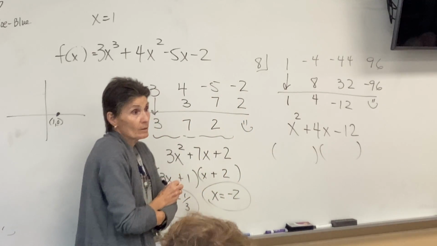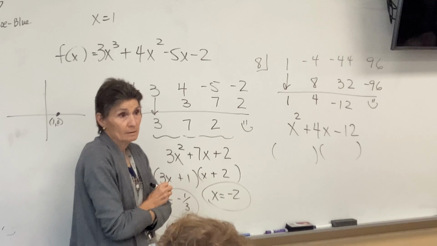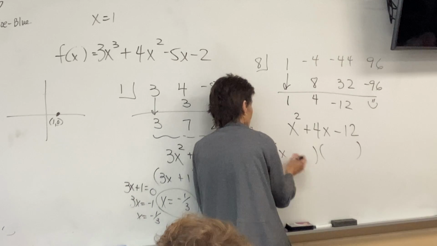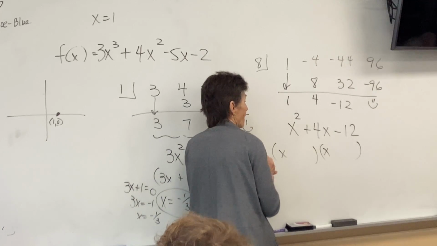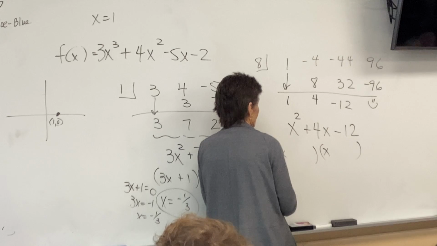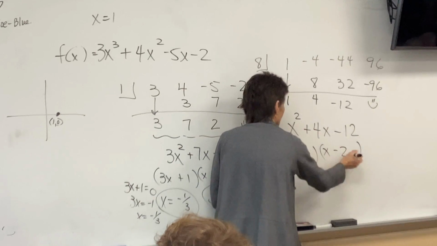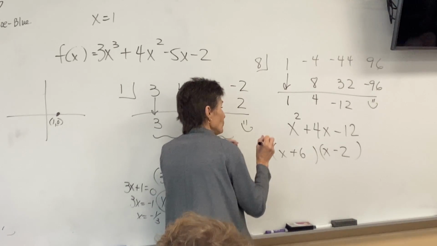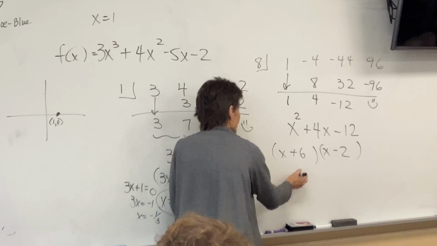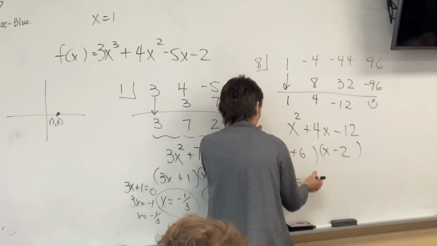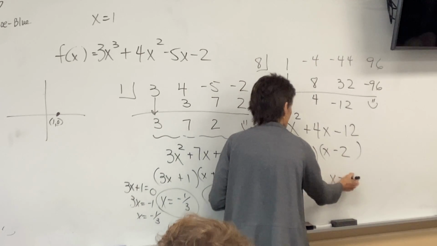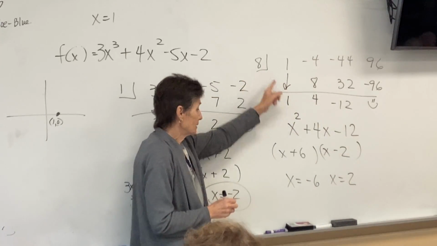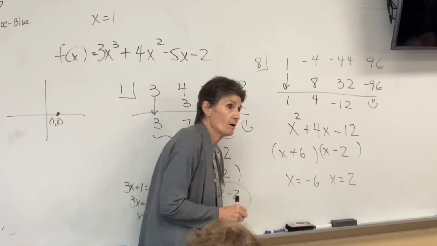And you can either factor it or use the quadratic formula, whatever works for you. I think this factors. How does it factor? Plus 6 minus 2. Thank you. Which means the other two zeros, or the other two roots, are x equals -6 and x equals 2. They gave you 8. They said find the other two. There they are.